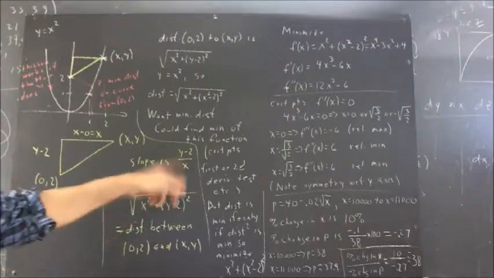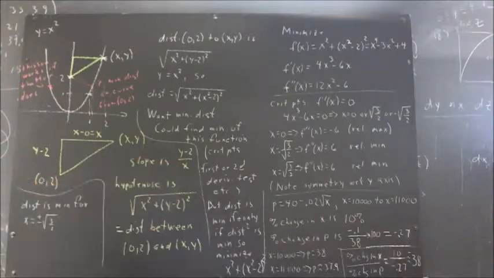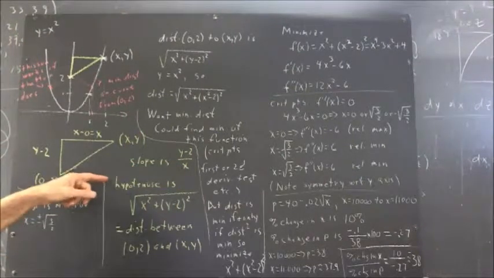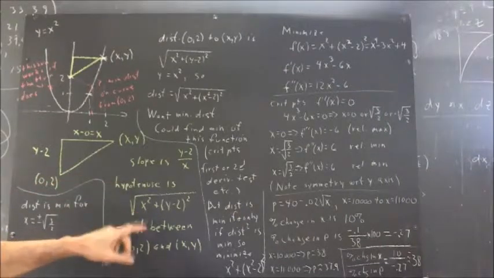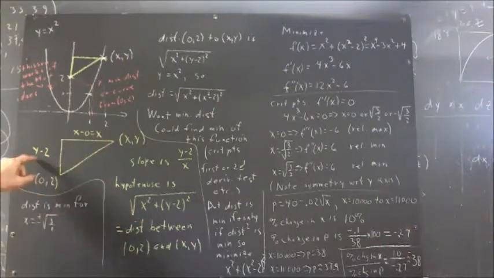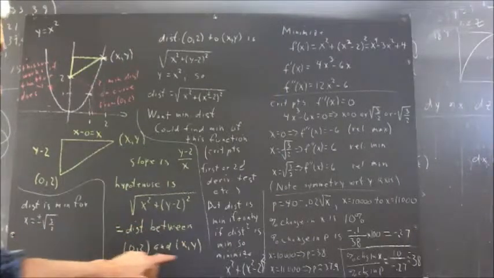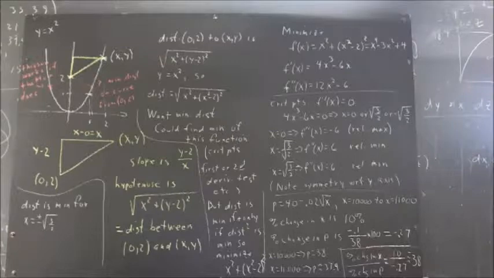So from the triangle we can determine that the slope is this. We don't need that, but there's the slope. And we can determine more to the point that the hypotenuse is this, the square root of this squared plus this squared. And that is the distance between 0,2 and the point x,y.